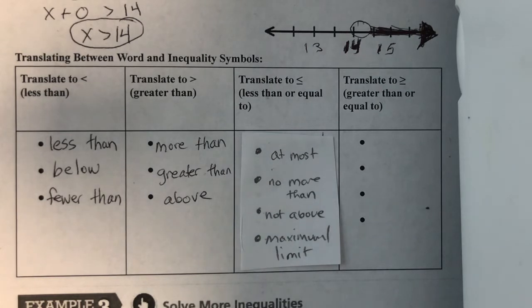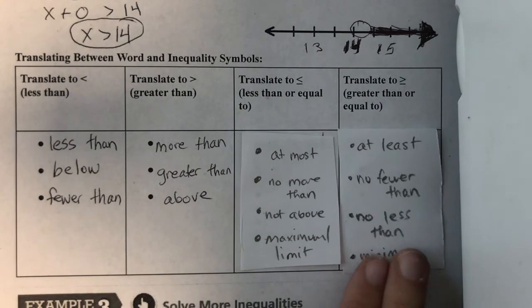And then we kind of have the reverse for greater than or equal to. So for greater than or equal to, we have at least. If you see at least 5, it needs to be 5 or greater. No fewer than 5, 5 or greater. No less than 5, 5 or greater. And there's a minimum of 5, right? So 5 is at lowest, and then it's only going up from there.